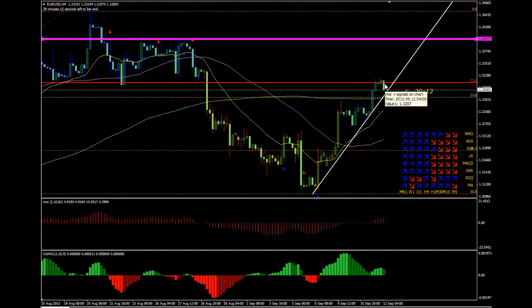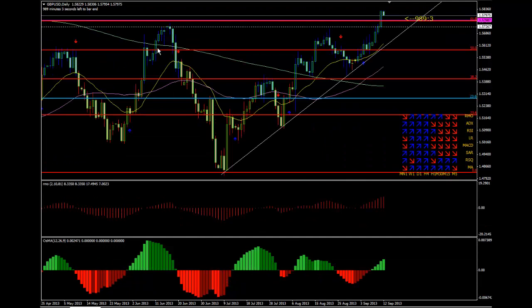We're looking for a nice juicy pullback and then the confirmation bounce, and on that bounce we can look to enter and target the upside for the foreseeable future. On to sterling. Here again, also very, very important.